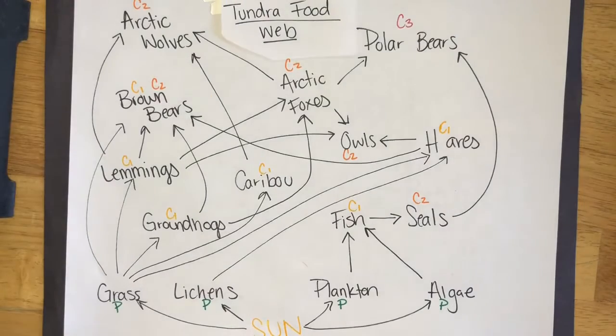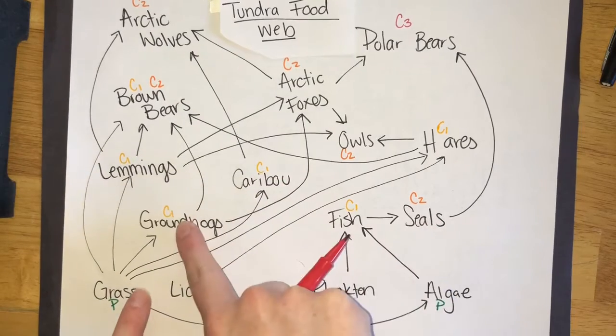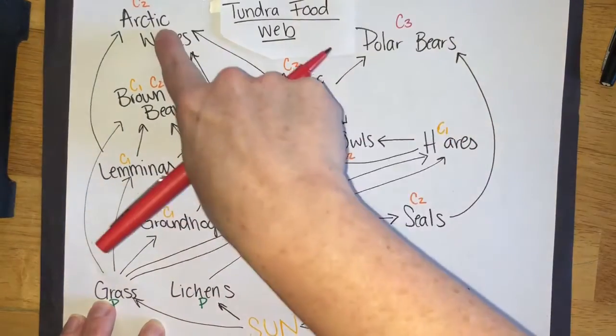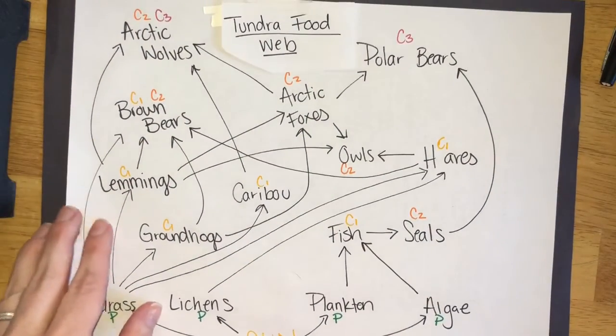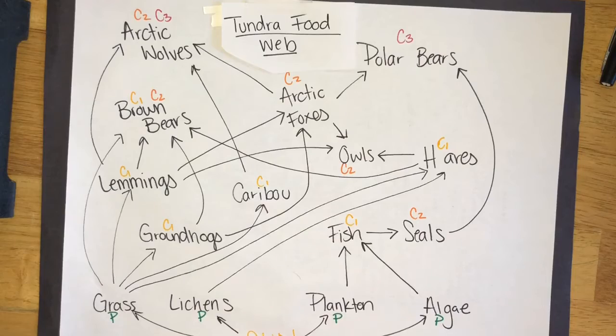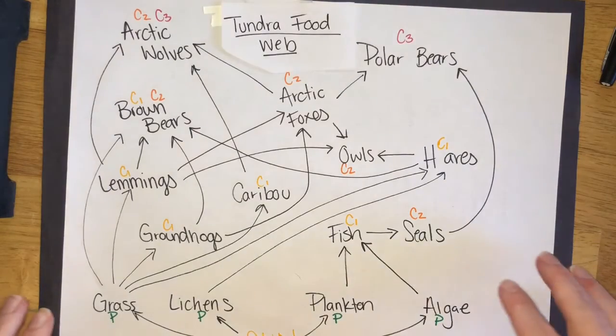Okay, and then just make sure that you go back and double check, because I already see I missed one of these. The Arctic wolves are also a C3 because we have our C1, C2, C3. So make sure that you go back and double check these before you submit.